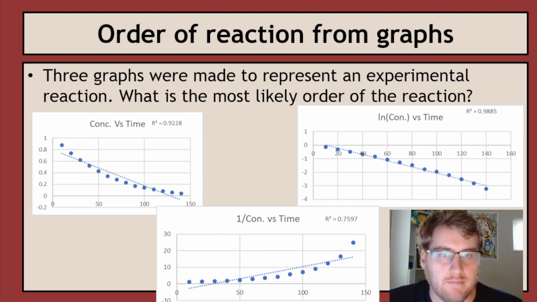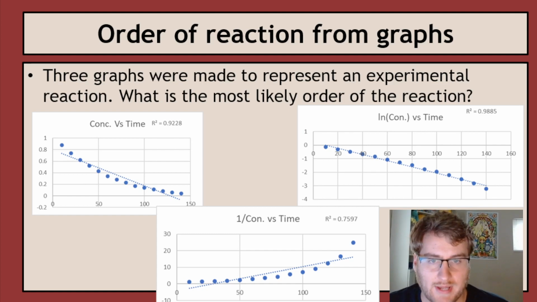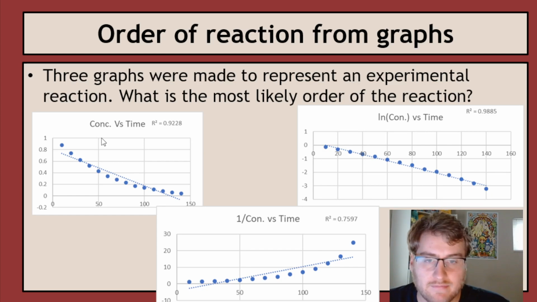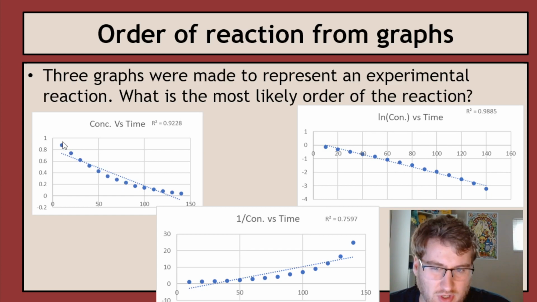So three graphs were made to represent an experimental reaction. What is the most likely order of the reaction? This is some real data sets that I made on Excel, and I've graphed three different quantities. Over here on the left, this first one, I have the concentration, its molarity, versus time. I don't have a normal data table, I just have the graph. You can see this isn't a completely straight line, it has a little curve in it. And what that tells you is that this is not a 0th order reaction.